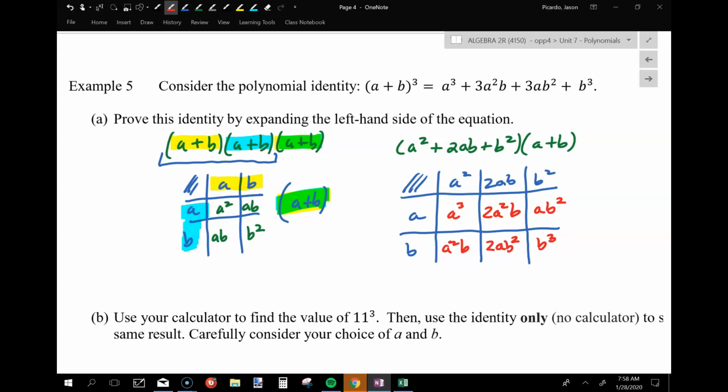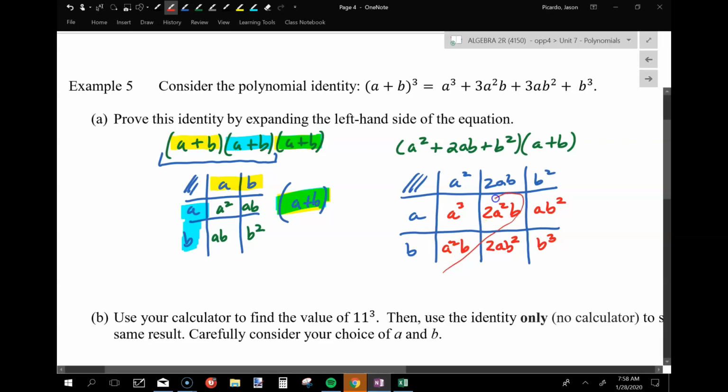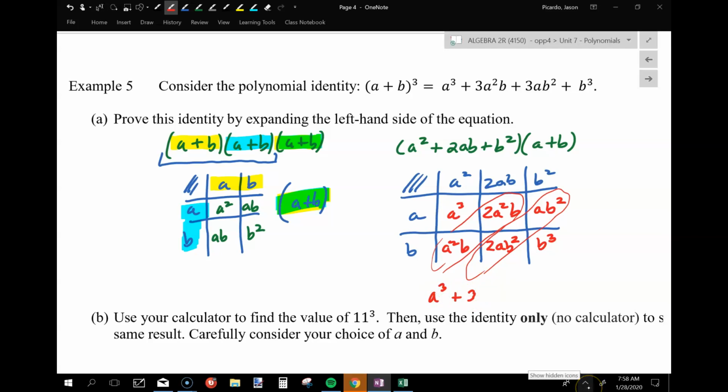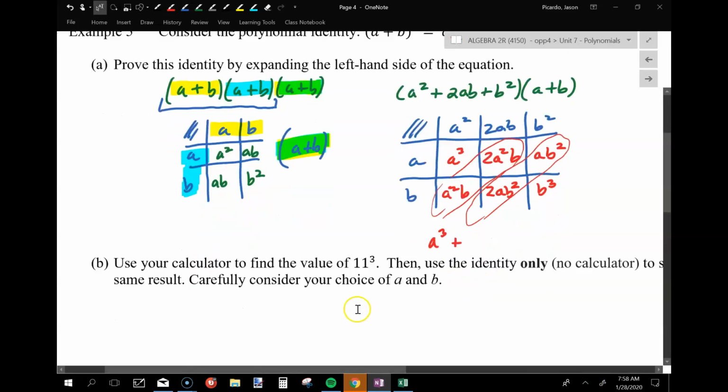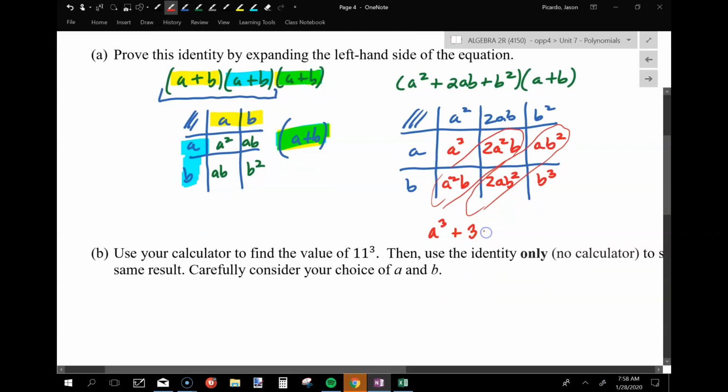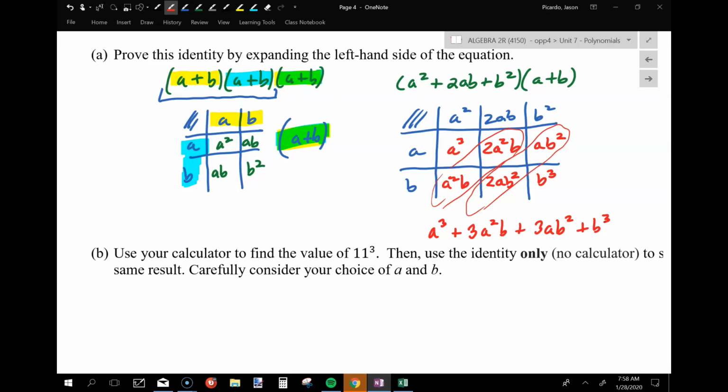Any of those like terms? Any of those get combined? Those and those, right? So I have an a cubed. I have 3. Oh boy, that's a 3. And so look at that. It works. It's an identity. It's kind of nice, guys, when you get one of these because it sort of gives you the answer.